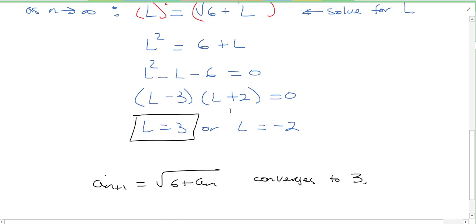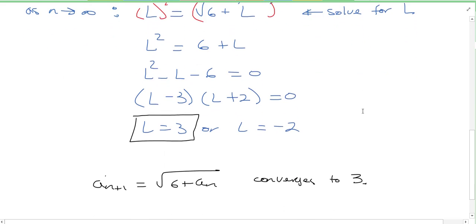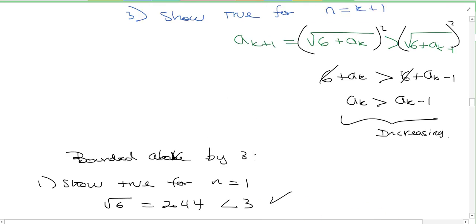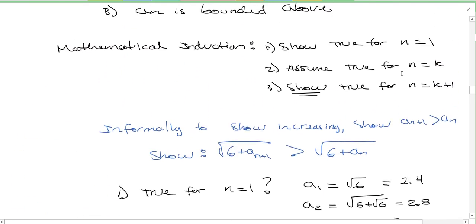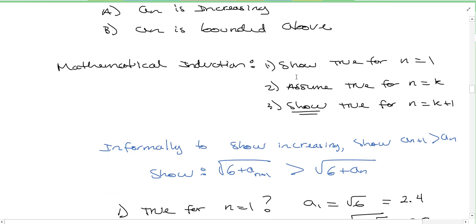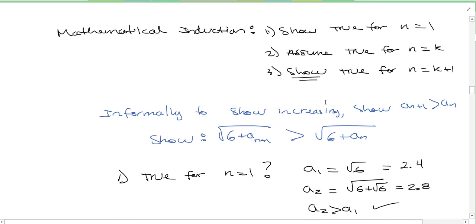Okay, so hopefully that was helpful. I encourage you to review your notes from class from Thursday to see how we showed that something was bounded, bounded above, and increasing in this case. And I used the process of mathematical induction.